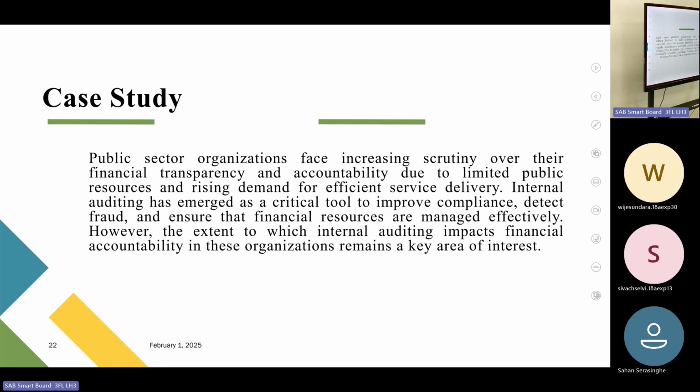The role of internal auditing in financial accountability in the public sector, or is it financial... I can't hear you with that. Financial accountability in public sector organizations? Okay, right. In public sector organizations, good. Right. Apeksha? From your group?